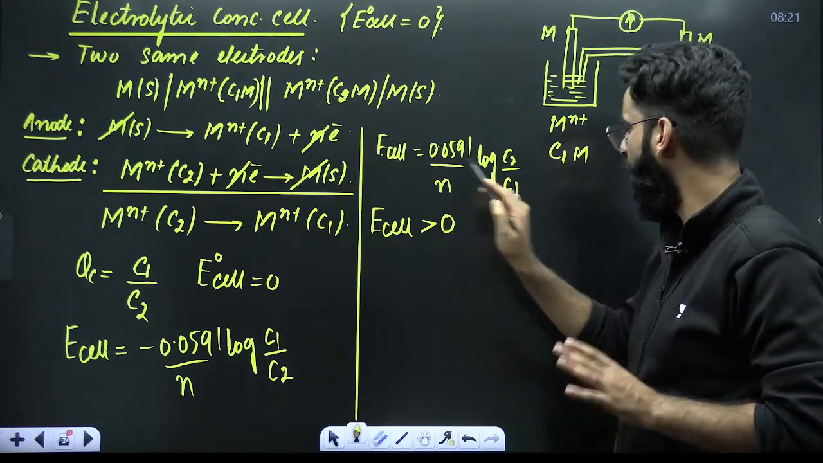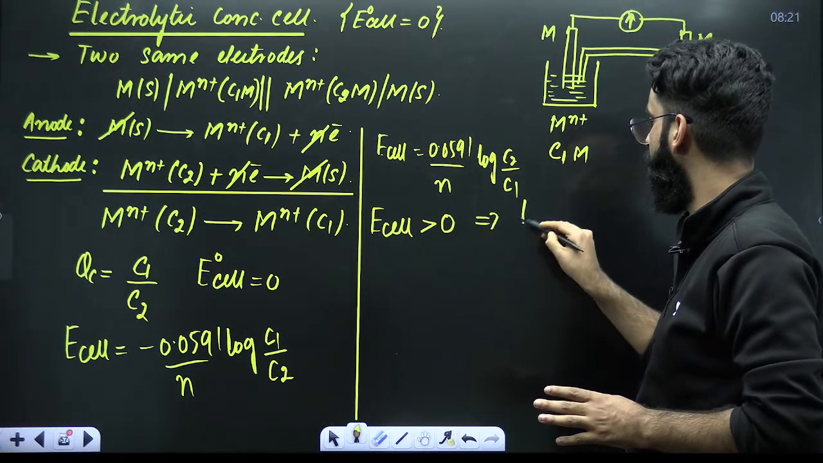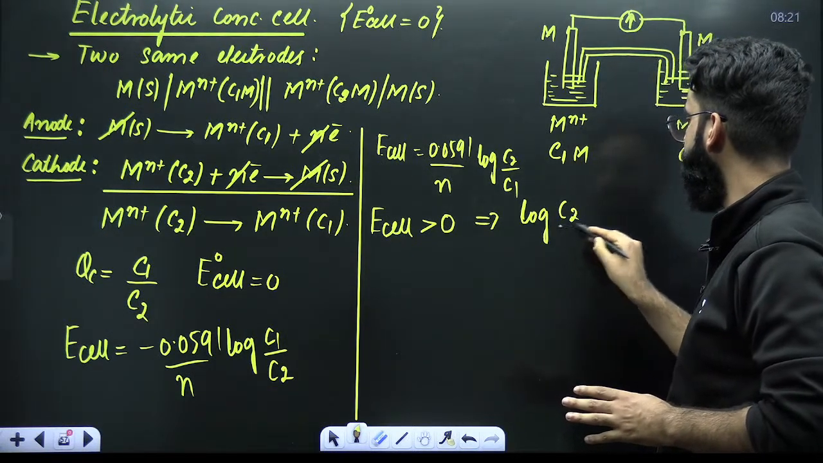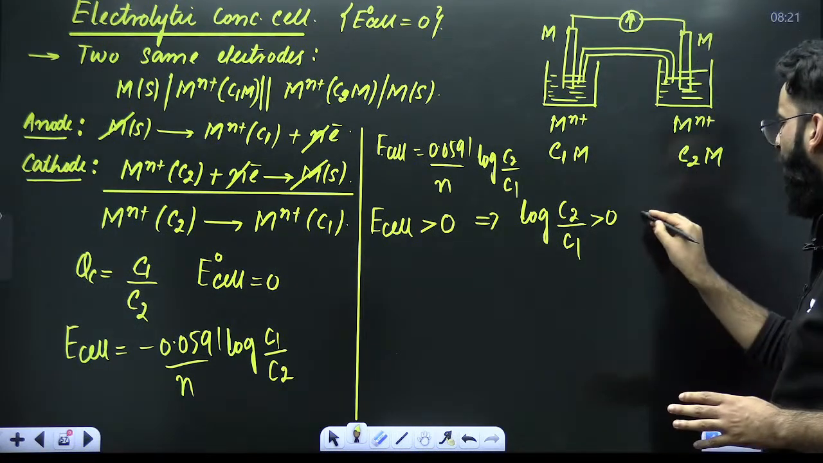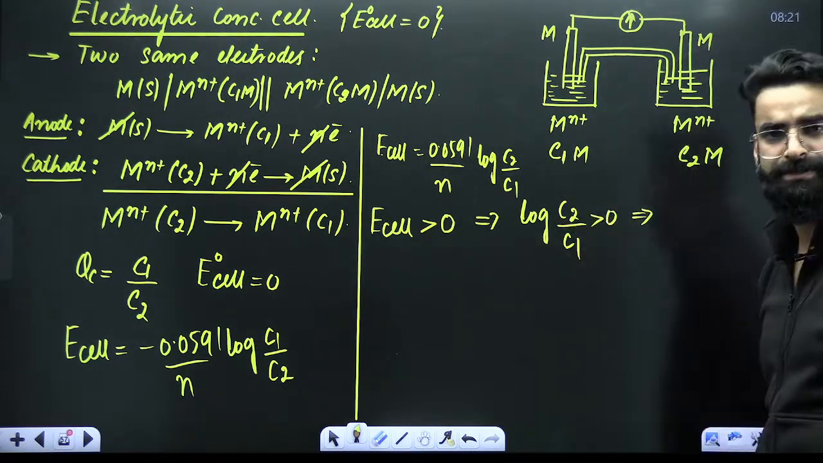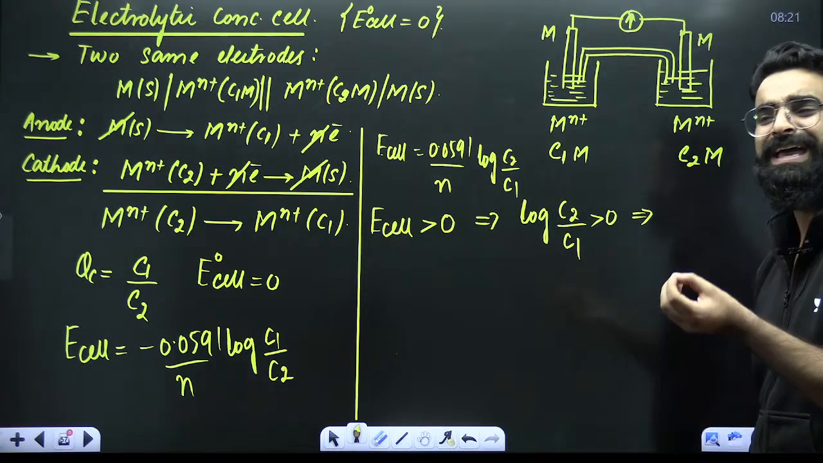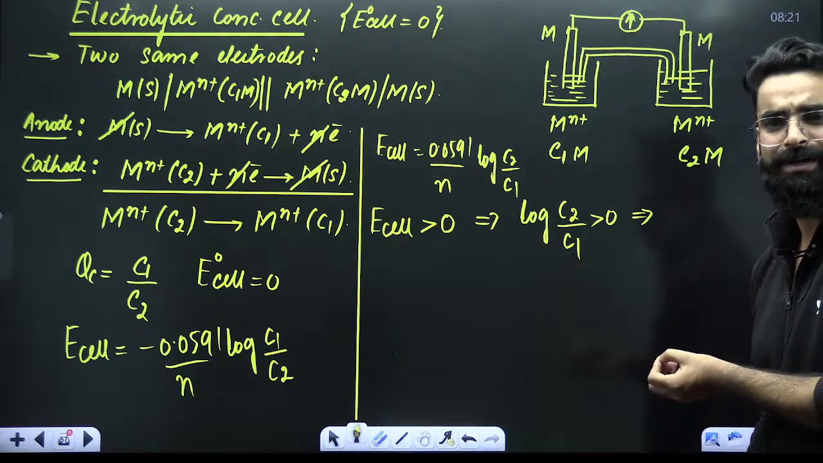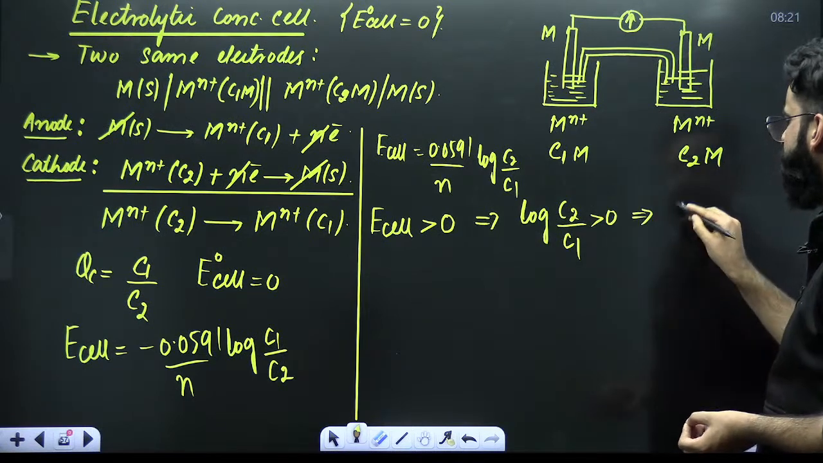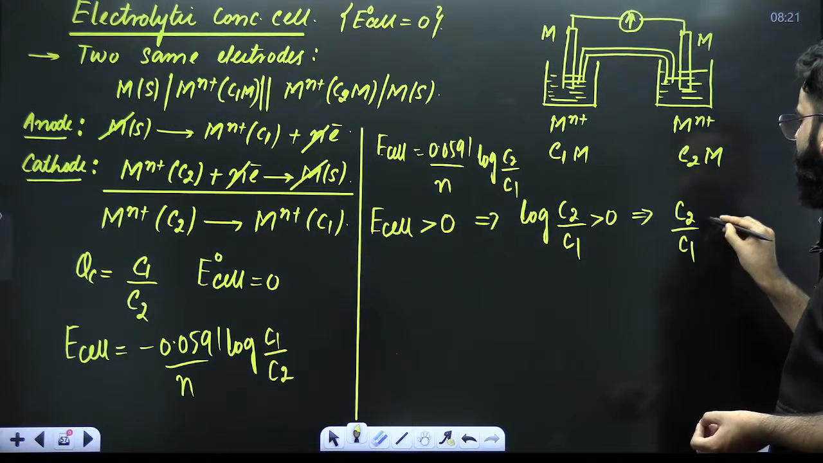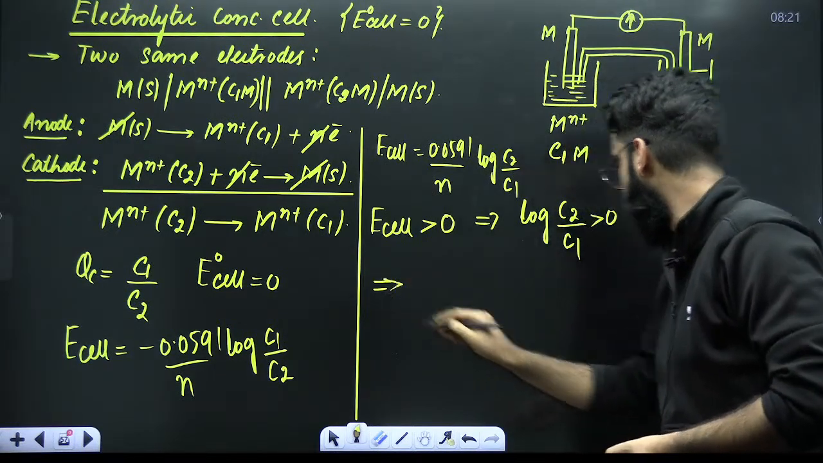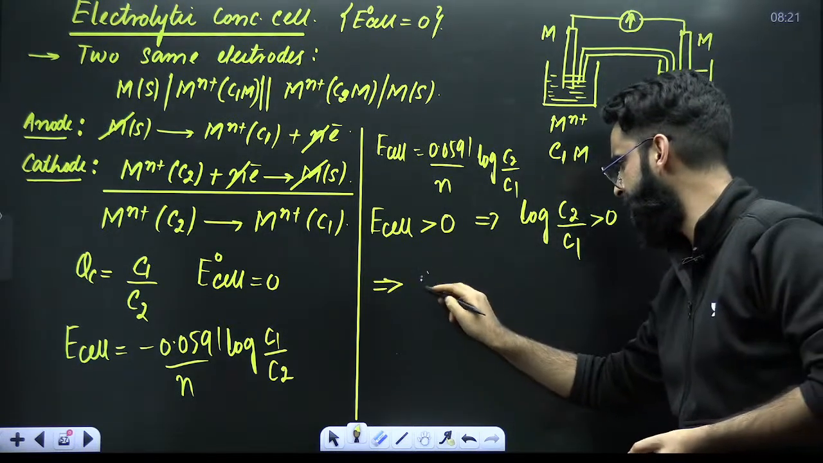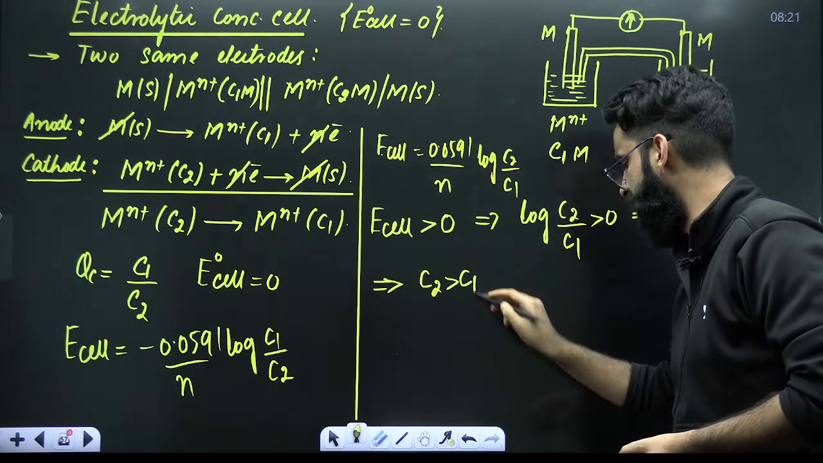Perfect. Now guys, the point is, E cell value will only be positive if log of C2 divided by C1 is positive. Log of X is positive when X is greater than 1. So log of C2 by C1 will be positive when C2 divided by C1 is greater than 1. Right? Which is only possible if C2 is greater than C1.